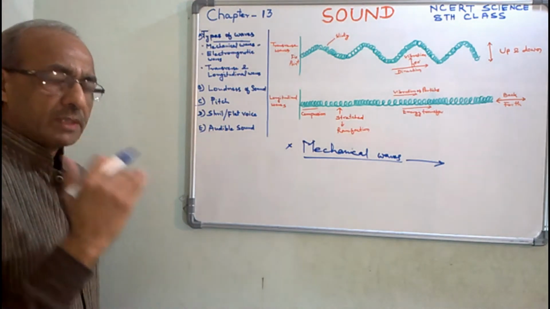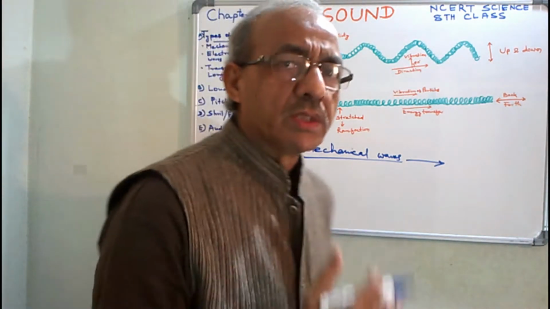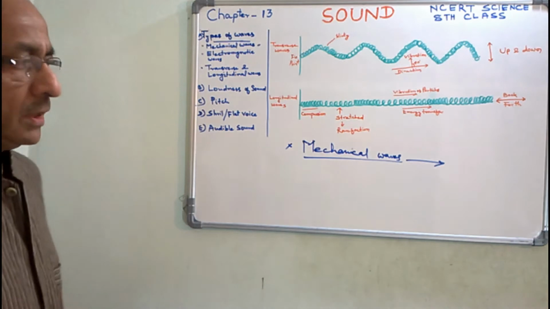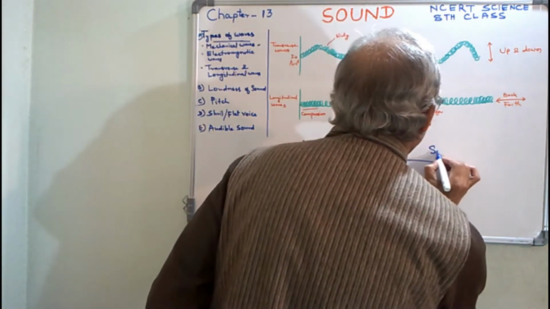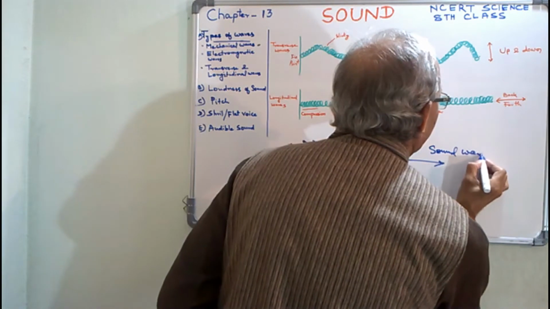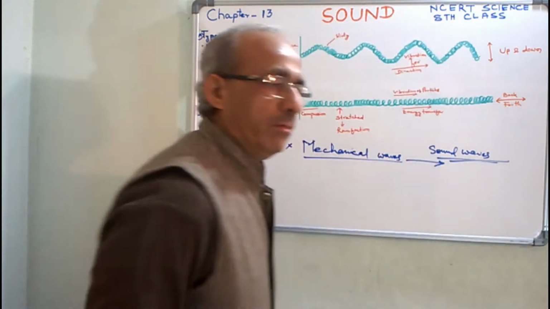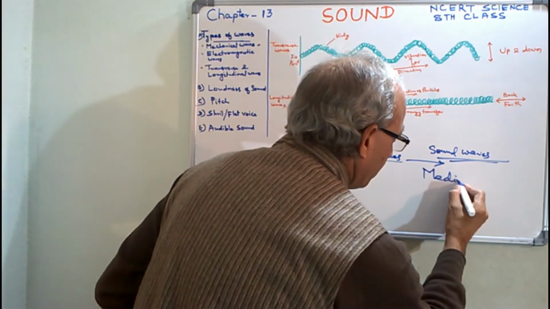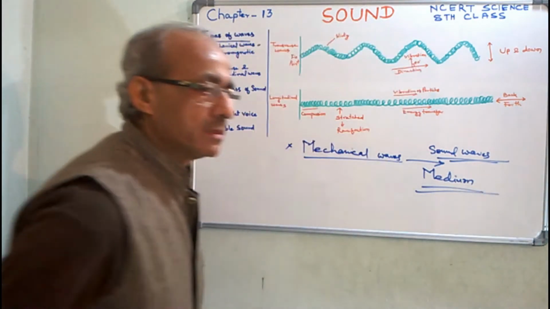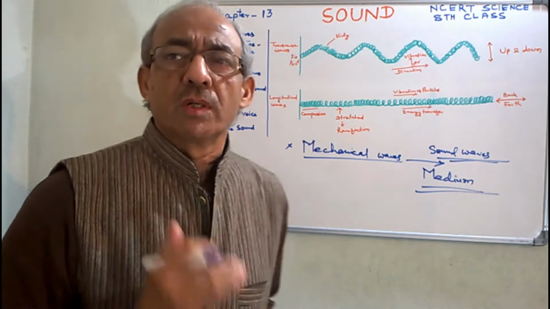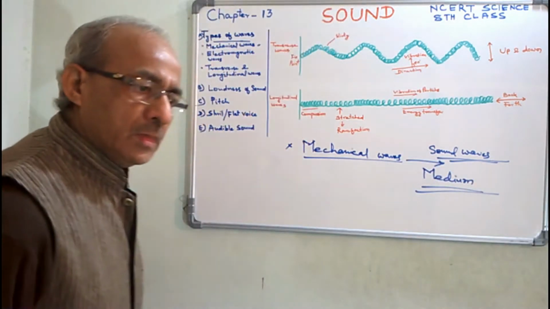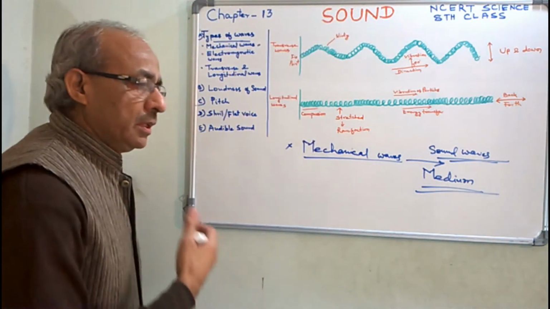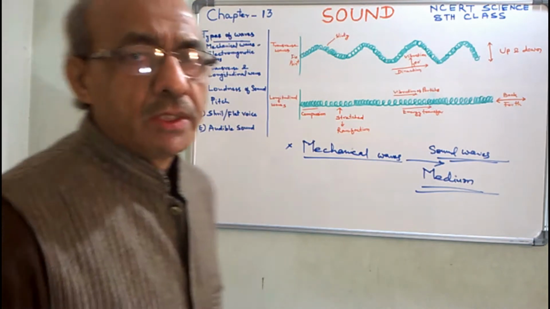Mechanical waves require a certain medium for their propagation, for their transmission from one place to another place. This is the reason the sound waves require a medium. Without a medium, the sound waves cannot transmit from one place to another. In vacuum, they cannot transmit. The medium may be air, water, or solid also.